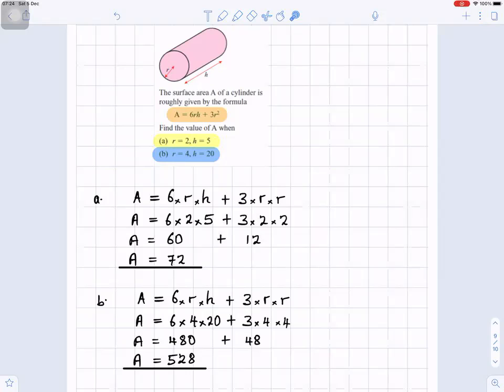For the next one, part B, we substitute R equals 4, and we substitute H equals 20, plus 3 times R, which is 4. So 6 times 4 times 20, it gives you 480. 3 times 4 times 4, it gives you 48. 480 plus 48, it gives you 528.